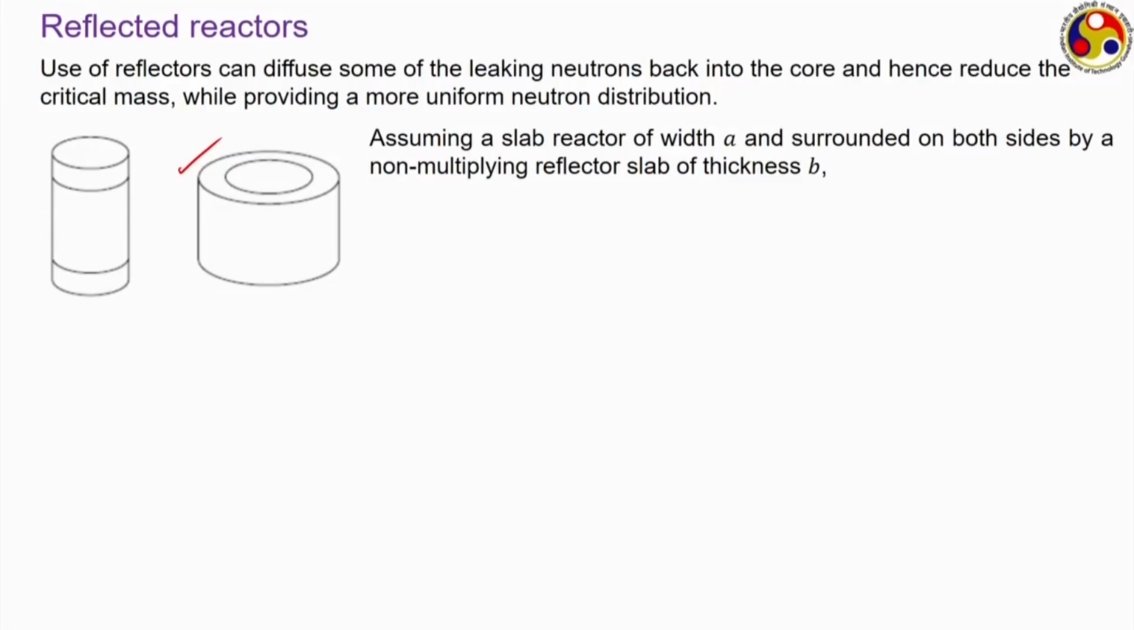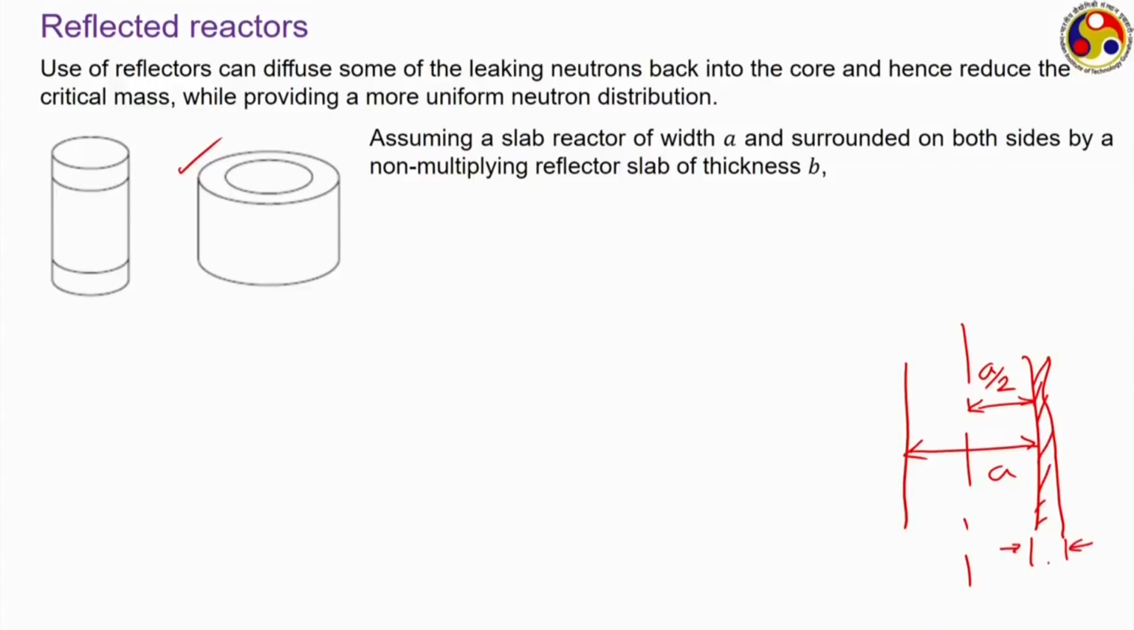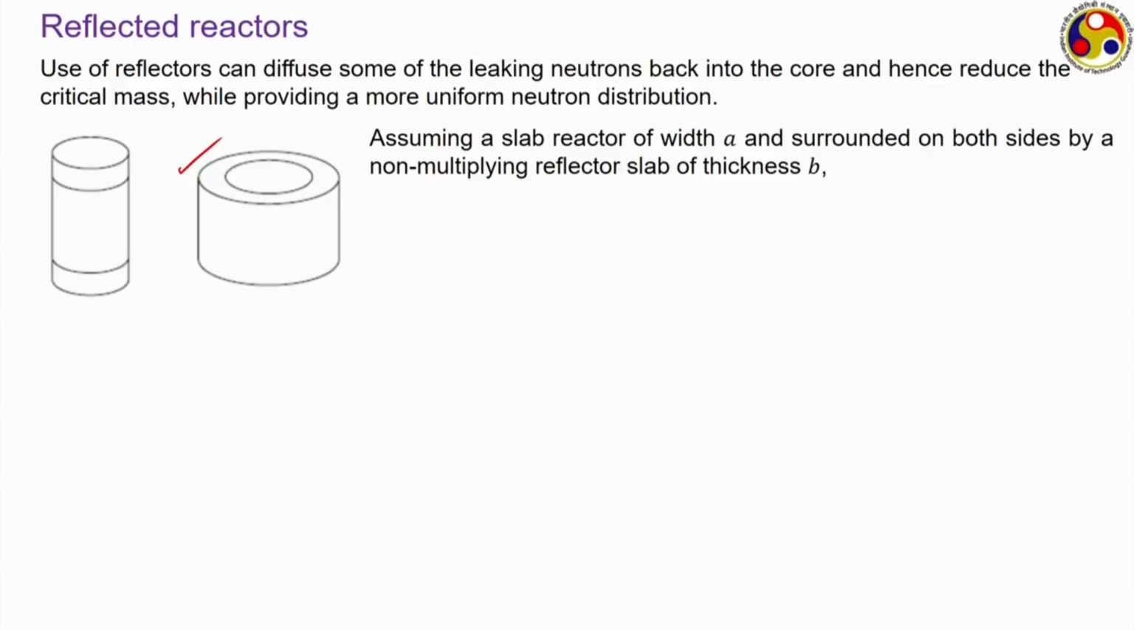Now, we assume a slab type reactor of width A, surrounded on both sides by a non-multiplying slab of thickness B. Like the slab geometry which we took earlier, this is the slab type reactor where the thickness is A, or you can say on each side it is A by 2, but this is the additional part. Now, we have this reflector of thickness B on both sides of this slab. So, we have to analyze this. The analysis for such a geometry we have already done for the infinite slab, but the reflector was not there.